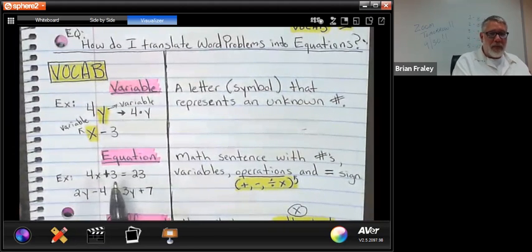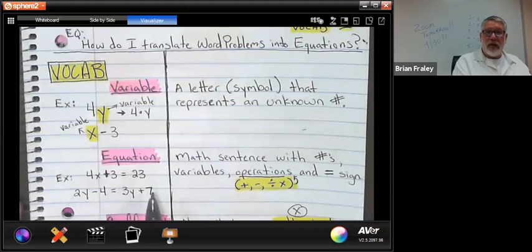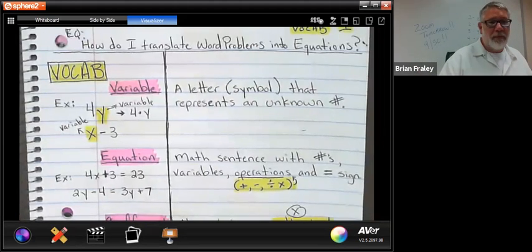And here's some examples of equations. You have 4x plus 3 equals 23. And here you have 2y minus 4 equals 3y plus 7. This is more like the 8th grade equations we will be working with this year. You already started solving some of them.